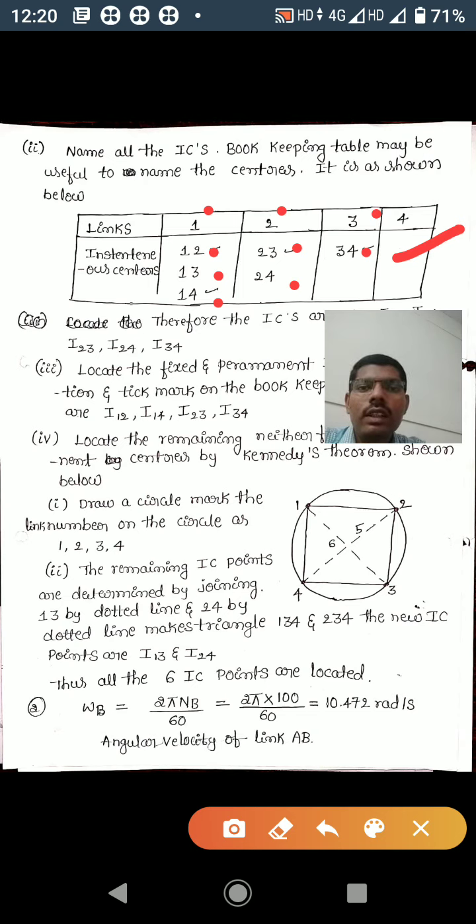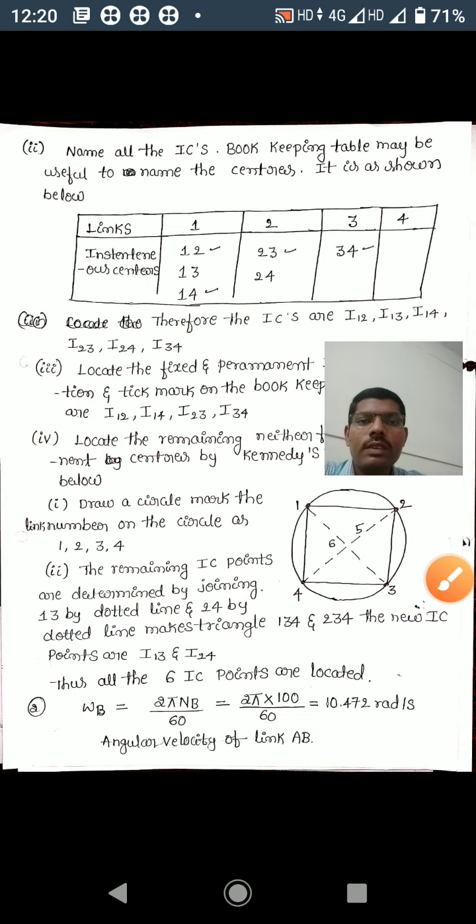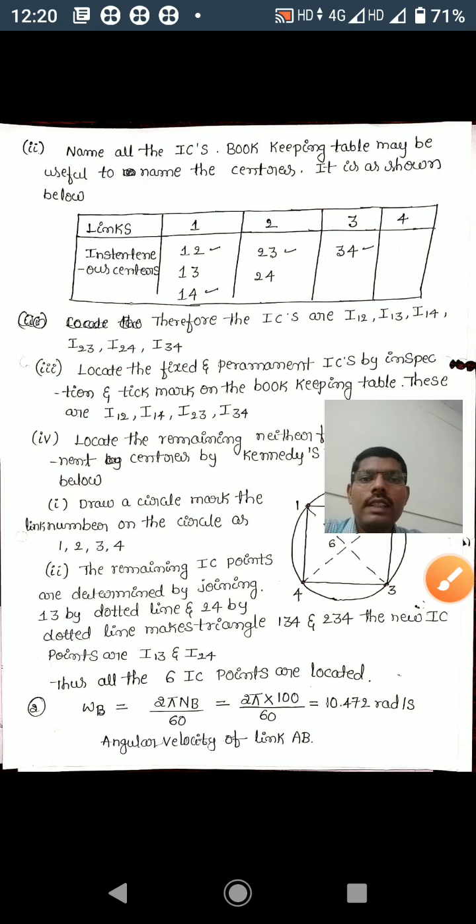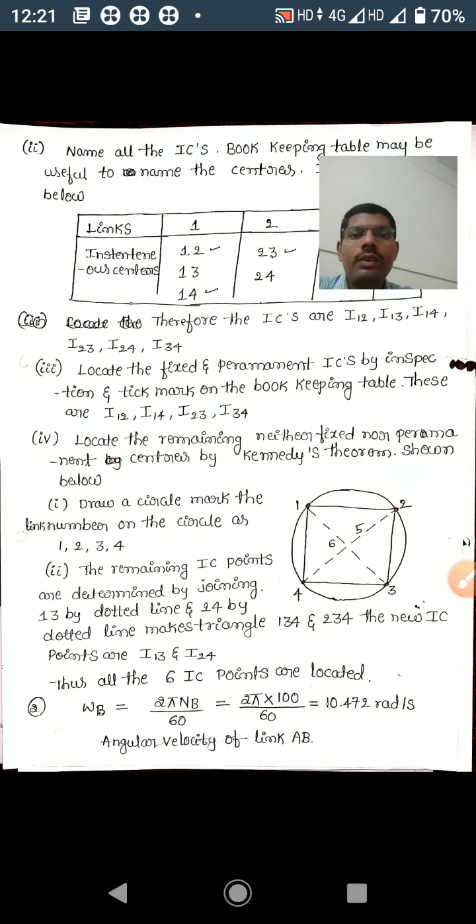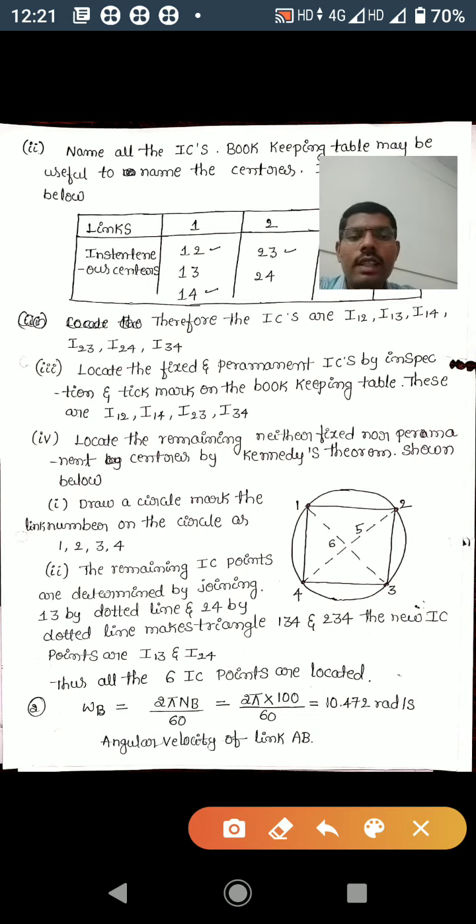Then go to the next step. Therefore, a total of 6 IC centers are there. In that, which are the IC centers? Put a right mark on those that already have a location, that are fixed and permanent. The remaining two have neither a location nor are permanent, so those we have to determine. For that, look at here: how to locate the remaining two, that are neither fixed nor permanent, by using Kennedy's theorem. Kennedy's theorem is very important here.